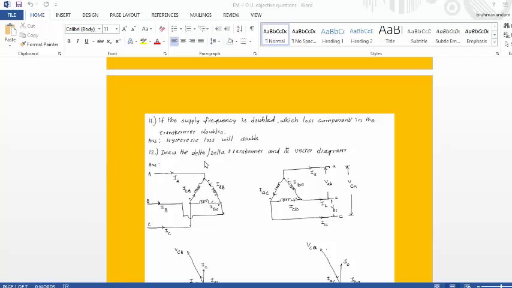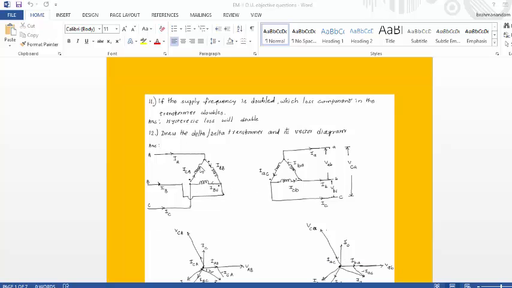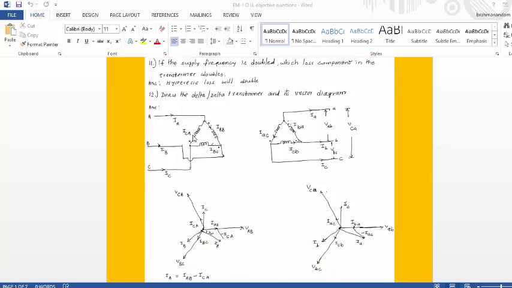12th question. Draw the delta-delta transformer and its vector diagram. So here is the three-phase delta-delta transformer. So we can see here ABC phase sequence. Similarly, secondary side also we have the small a, small b, small c. And you can see the phase currents with these dot connections, dot notations.